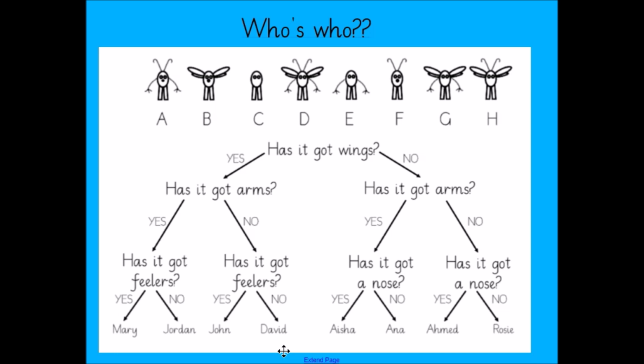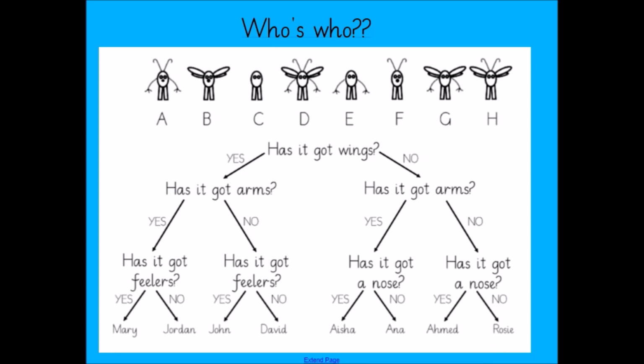Has C got wings? No. Has C got arms? No. Has C got a nose? No. So C must be Rosie. Okay, if you'd like to, pause the video there now and have a go at answering the rest of the questions on the slide.